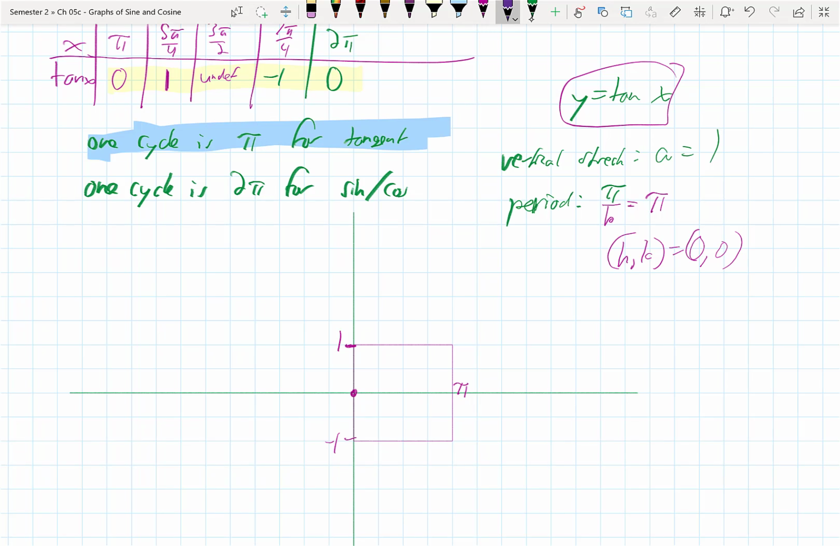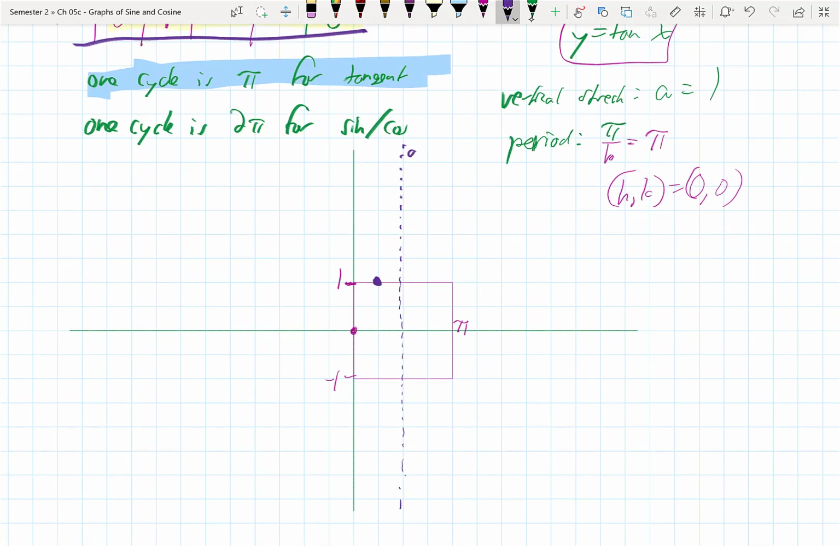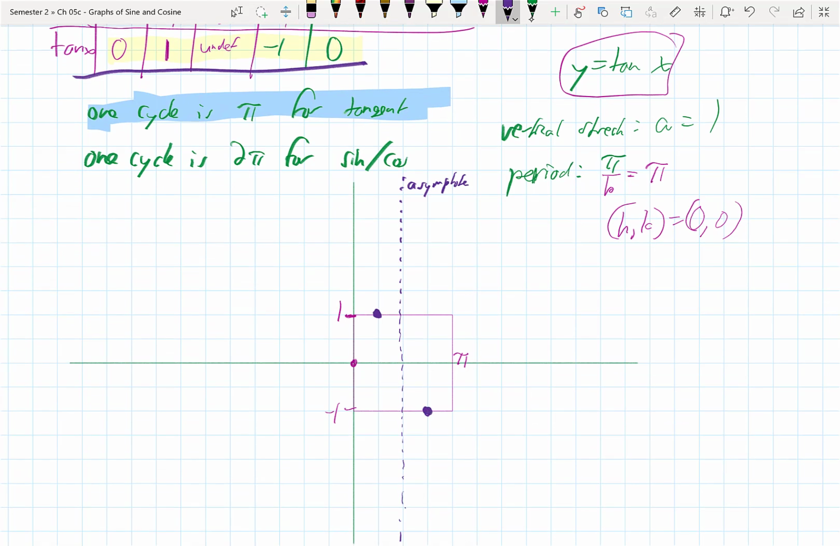Now, tangent starts at 0. Let's look at this one right here. Goes to 1. Then the next one is undefined. Undefined, we're going to draw a vertical dashed line because it can never cross that. This is called an asymptote. Then we go to -1, and then back to 0. So the curve is going to look like this. I'm going to put my pencil on 0, 0 and draw it up to the asymptote. Then I'm going to put my pencil on pi and draw it down to the asymptote.